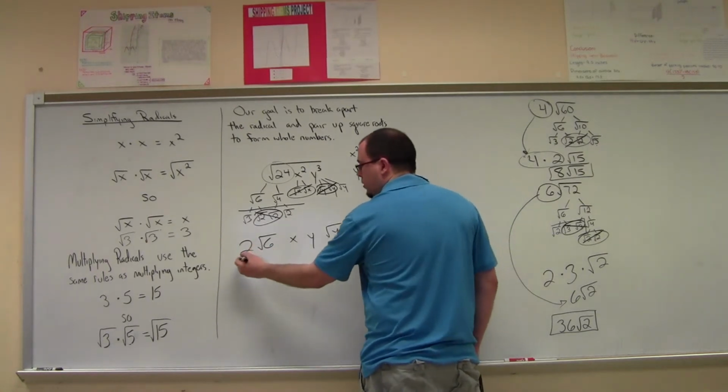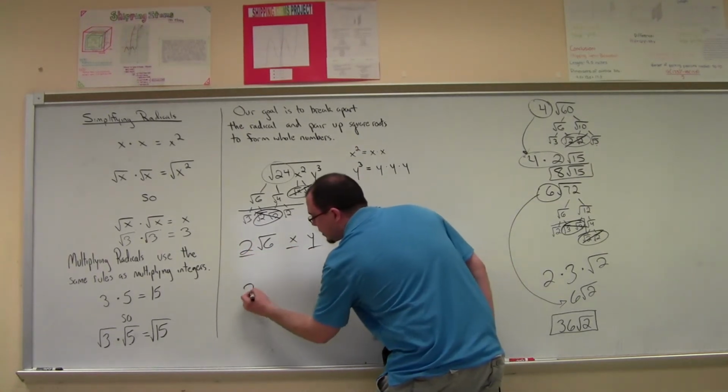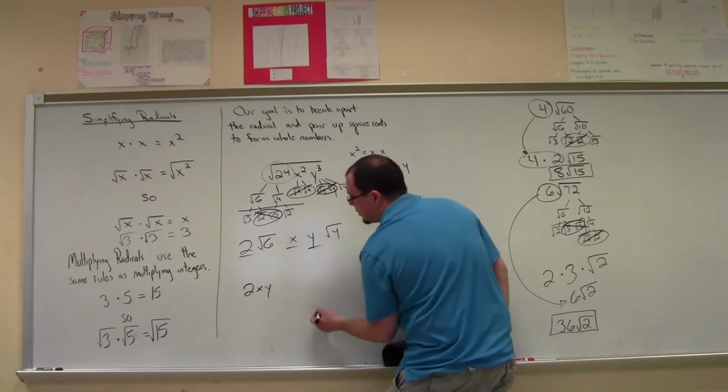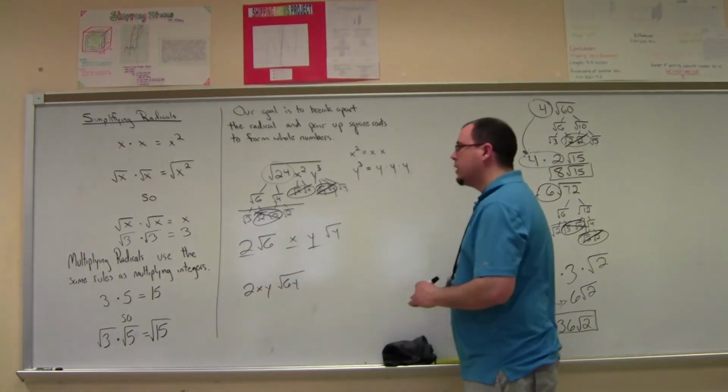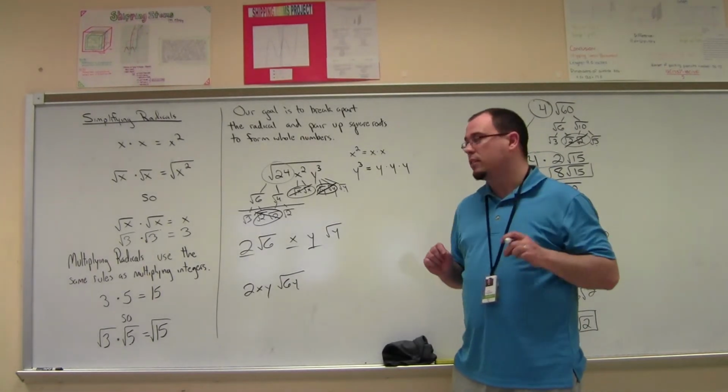So when we do that, we want to multiply the whole values together. 2 times x times y is 2xy. Radical 6 times radical y is radical 6y. So that's how we would do it if we were going to break it down in a factor tree.